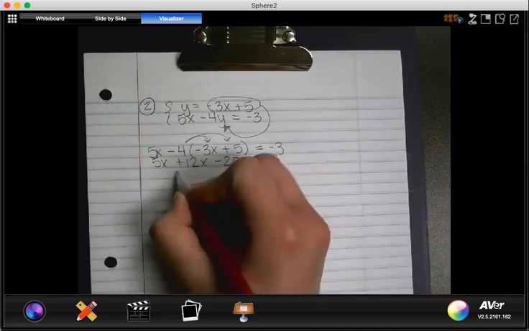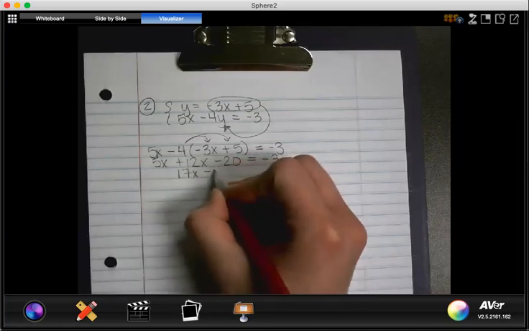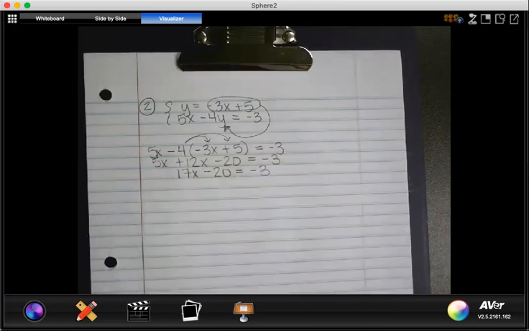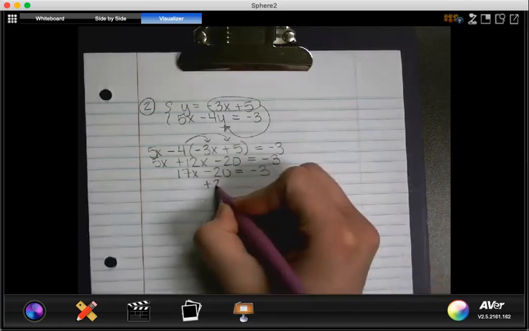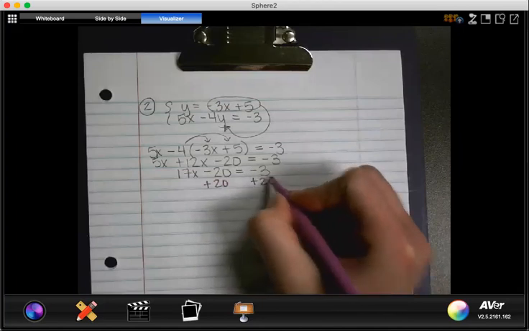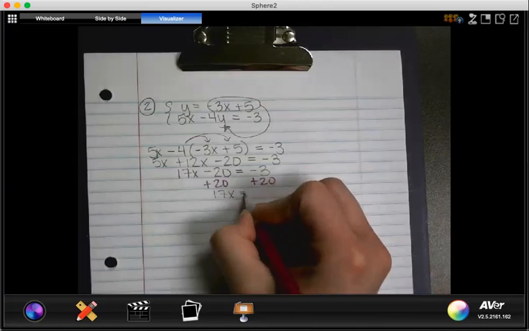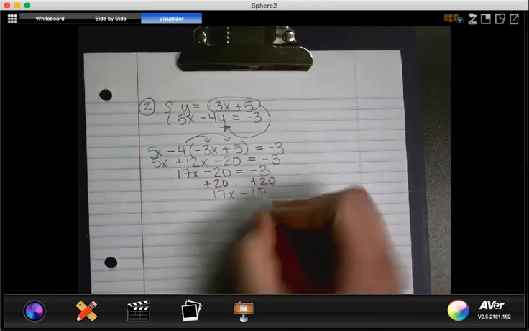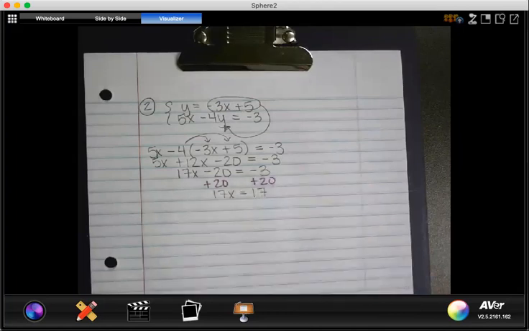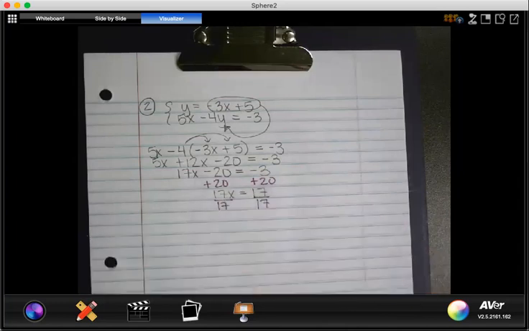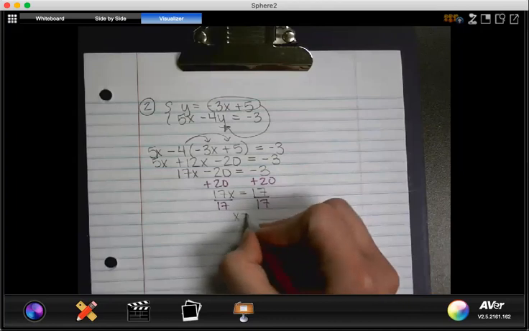5x plus 12x is 17x minus 20 equals negative 3. And then I'm going to add my 20 over. So I get 17x equals 17. Divide by 17 on both sides. And x equals 1.